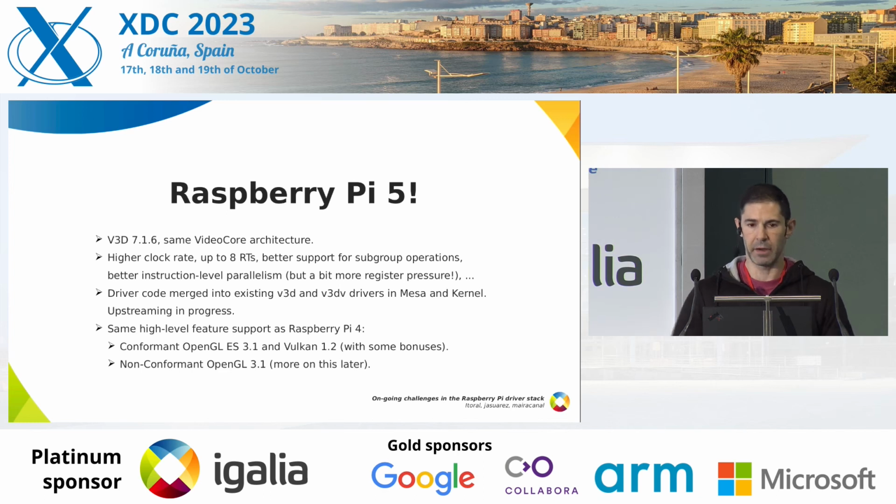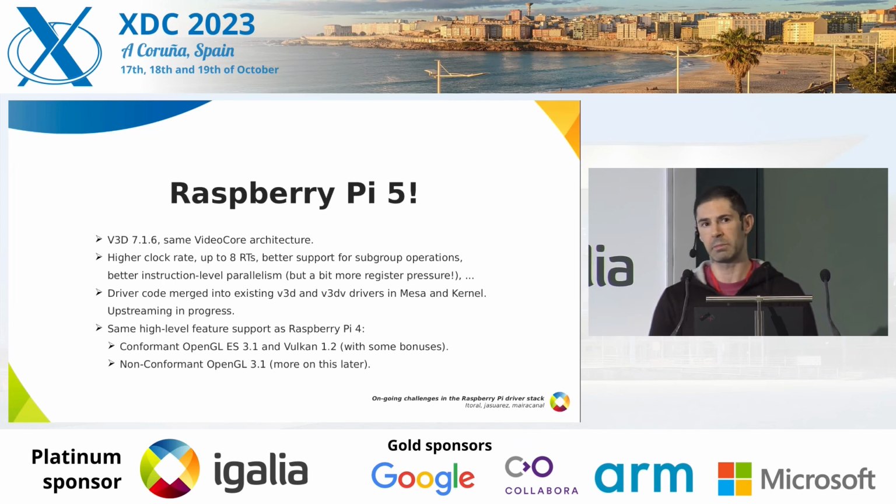So Raspberry Pi 5 is based on the same architecture, the VideoCore architecture from Broadcom. It's just a new iteration of that. It comes with a higher clock rate, so it's able to do a bit better on graphics. It also comes with a few extra features, like 8 render target support and better support for subgroup operations. And maybe from the driver perspective, the major change was that they made changes to register files and the instruction encoding so they can do more instruction level parallelism. That allows us to basically produce smaller shaders that can run faster.